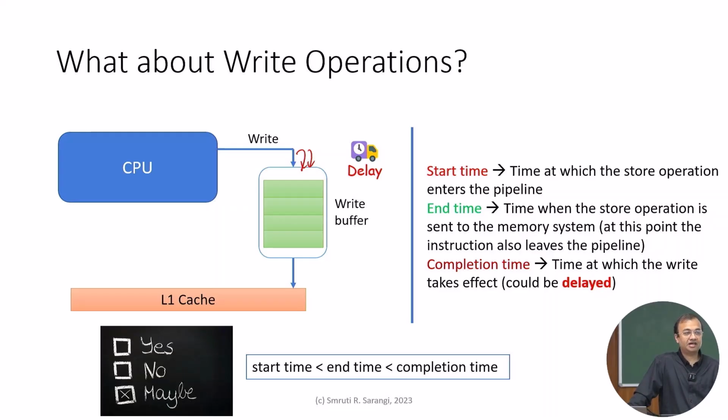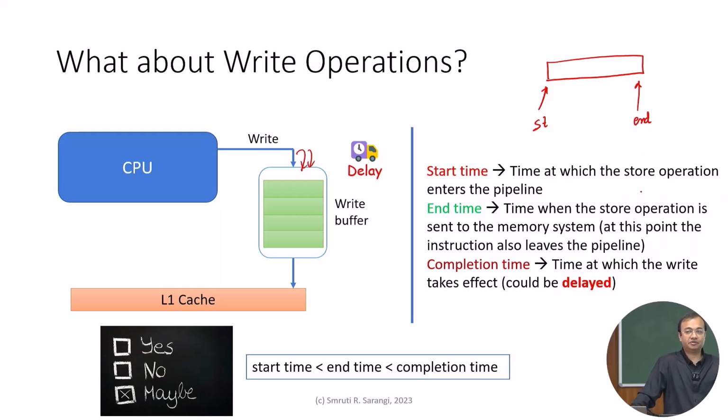Gradually, they get drained to the cache and then they reach the caches of other cores. That can take its sweet time. So this basically means that if I consider a write operation, I will have a start time, which is again when it is deposited in the memory system. The end time obviously has to be when the write exits my pipeline, which means when the pipeline forgets about the write, then you can say that the write has ended. But the question is, when does it actually complete?